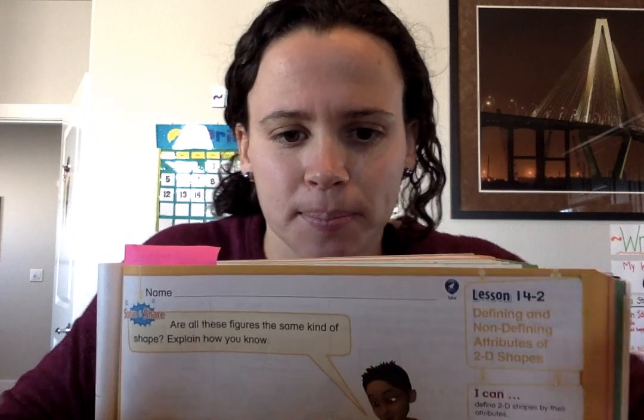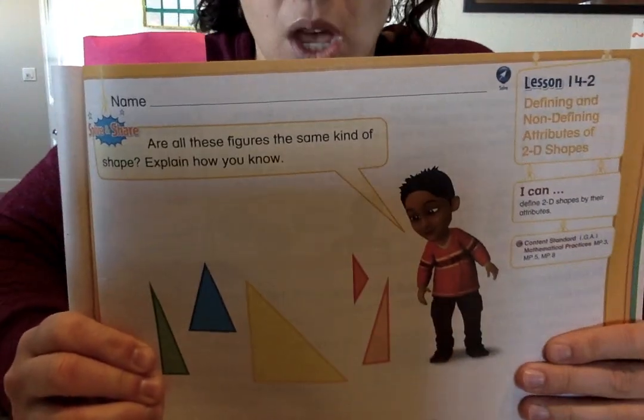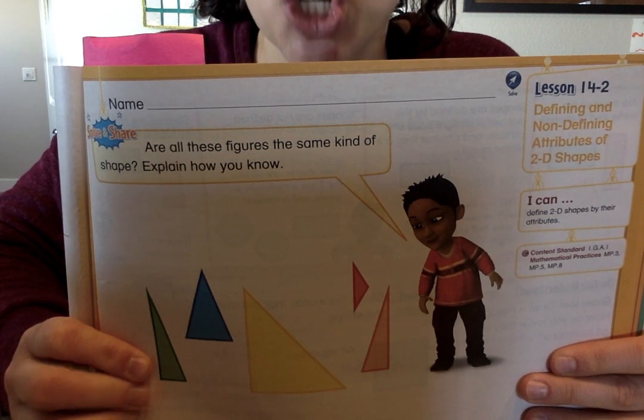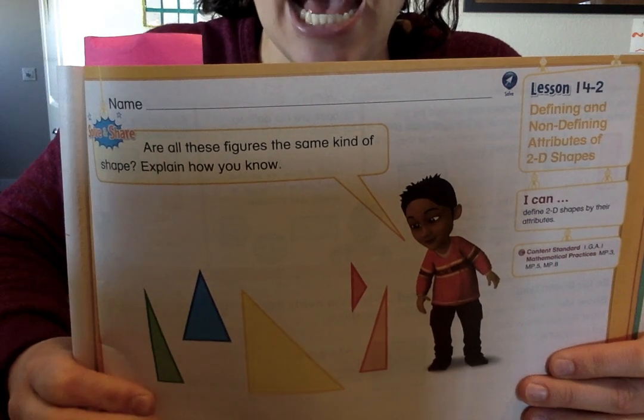All right, we're going to go on to math. We are on 14.2 today. 14.2 is talking about defining and non-defining attributes of 2D shapes. Remember, we're just working on 2D shapes right now. Those are our flat plane shapes. So, your solve and share today is: are all these figures the same kind of shape? Explain how you know.